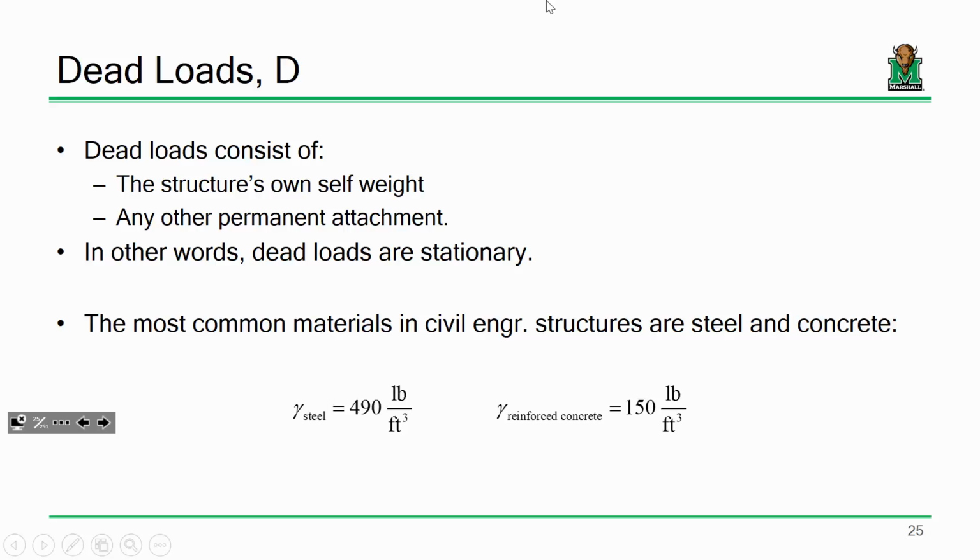Arguably the most common materials we use in civil engineering structures are steel and concrete. So it's one of those sets of numbers that I want burned into your memory: steel weighs 490 pounds per cubic foot, and a reasonable upper bound estimate for reinforced concrete is 150 pounds per cubic foot. I can guarantee you that's going to be on your formula sheets and all that, so that might be a star-worthy slide.